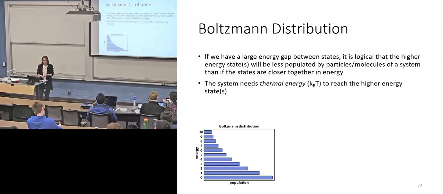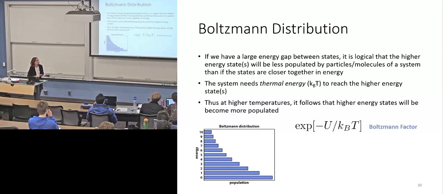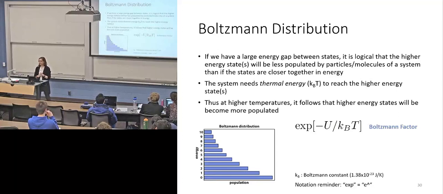The system needs thermal energy to reach higher energy states. So at a higher temperature, the higher energy states become more populated. This term here is called the Boltzmann factor. Recall that EXP is our notation for e raised to the power. Like I said, it is an exponentially decaying function, so that's why we have our negative sign here. Here's our exponential function, and here's the negative sign for decay.